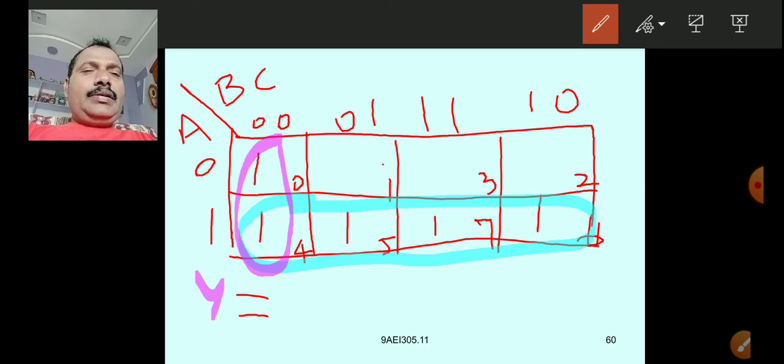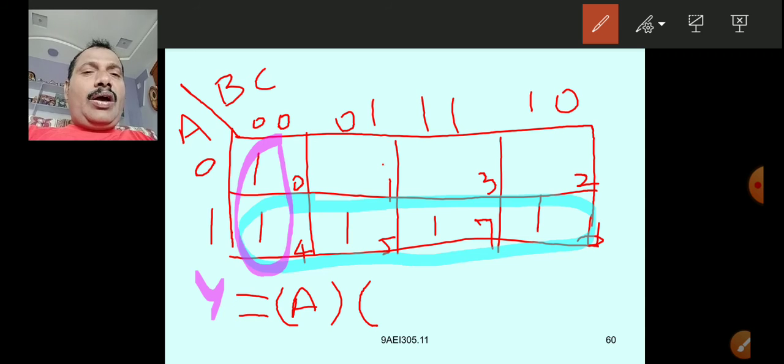The quad is occupying only a single row, and the same quad is occupying 4 columns in the K-map. Hence, because it is occupying only one row, you have to write for the row. I told you already, you have to write for the row. So what is the row value here? A equals to 1. Hence, you have to write A in the brackets, A, and the columns also you have to write in another bracket, dot, in another bracket for columns.